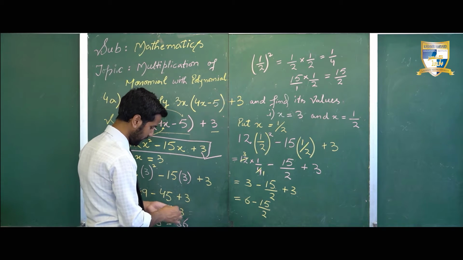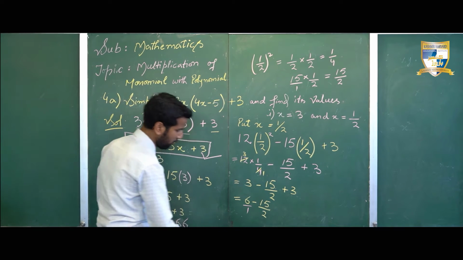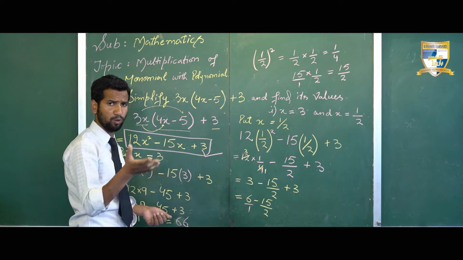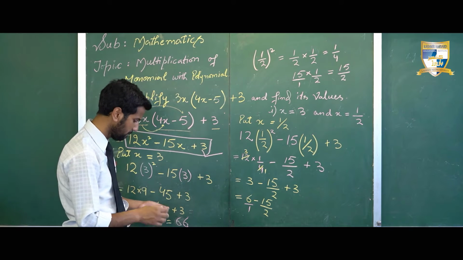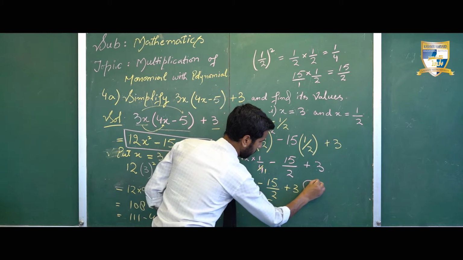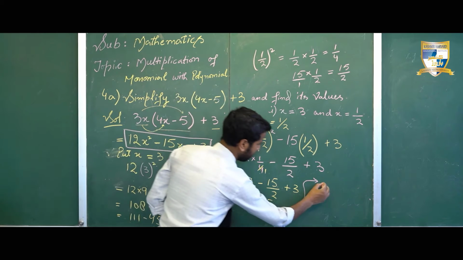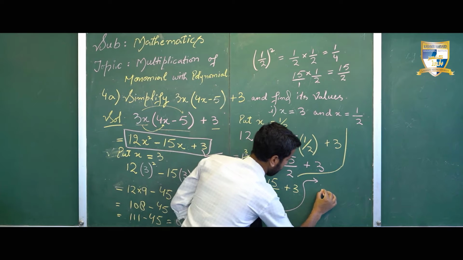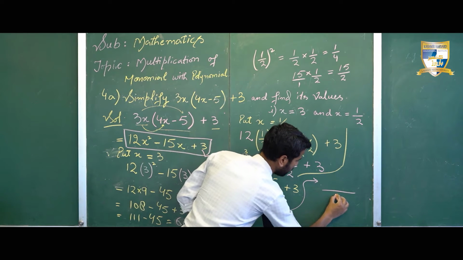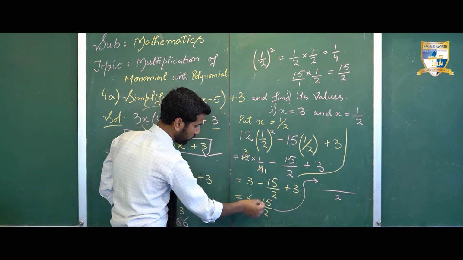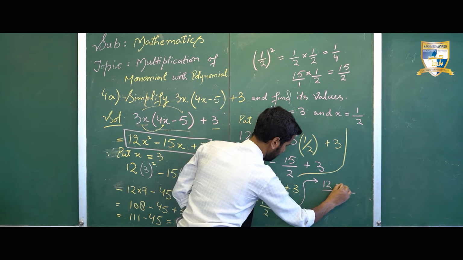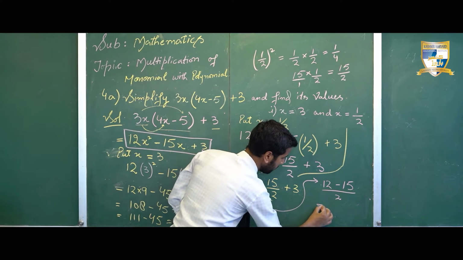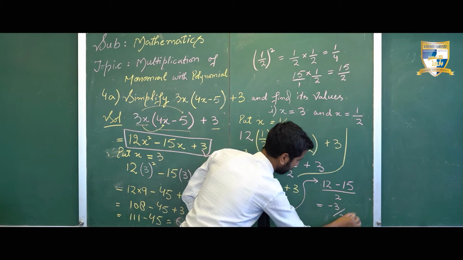Now 6 minus 15 by 2. In denominator we have 1 here. So whenever you are subtracting two rational numbers, either follow the cross multiplication method or LCM method. So here it will be 2. 1 into 2, it will be equal to 2. It will be equal to 12 minus 15. And 12 minus 15 is equal to minus 3 by 2.